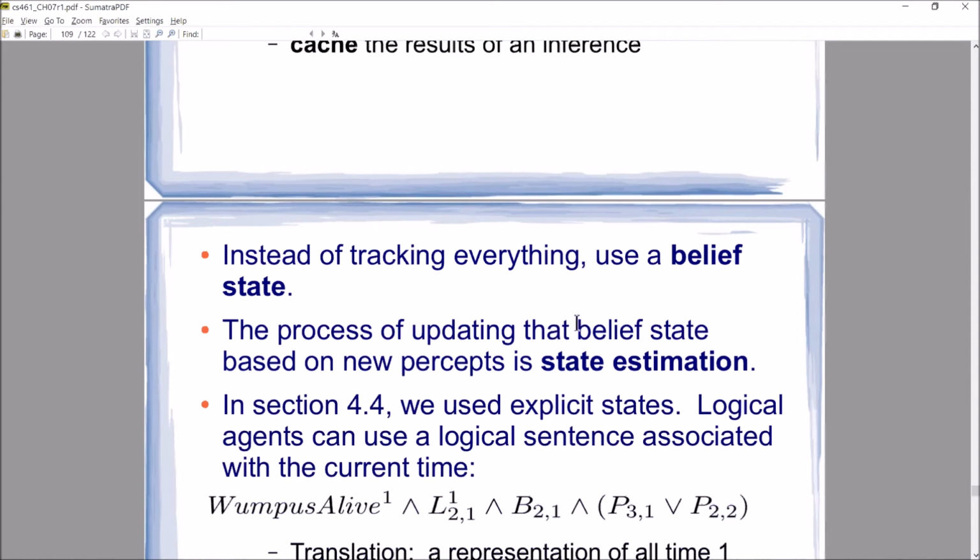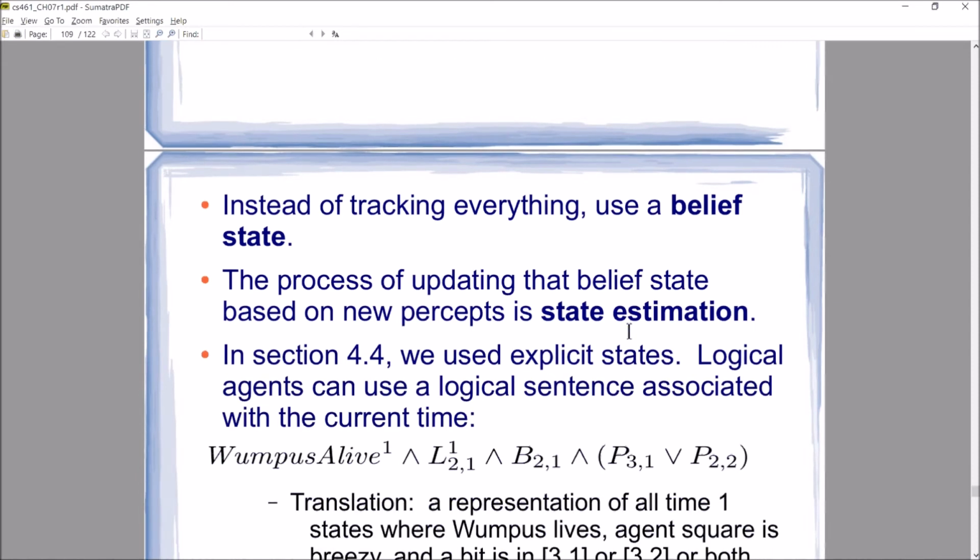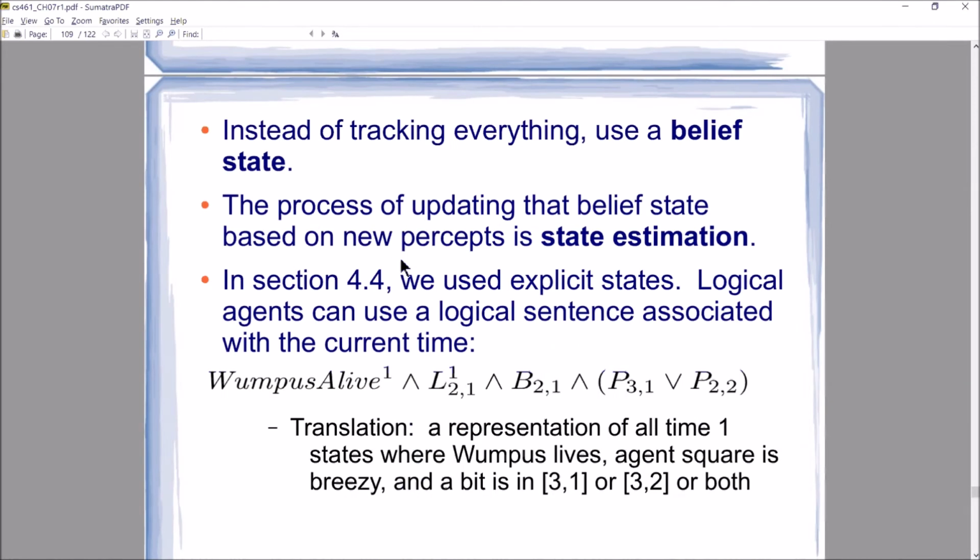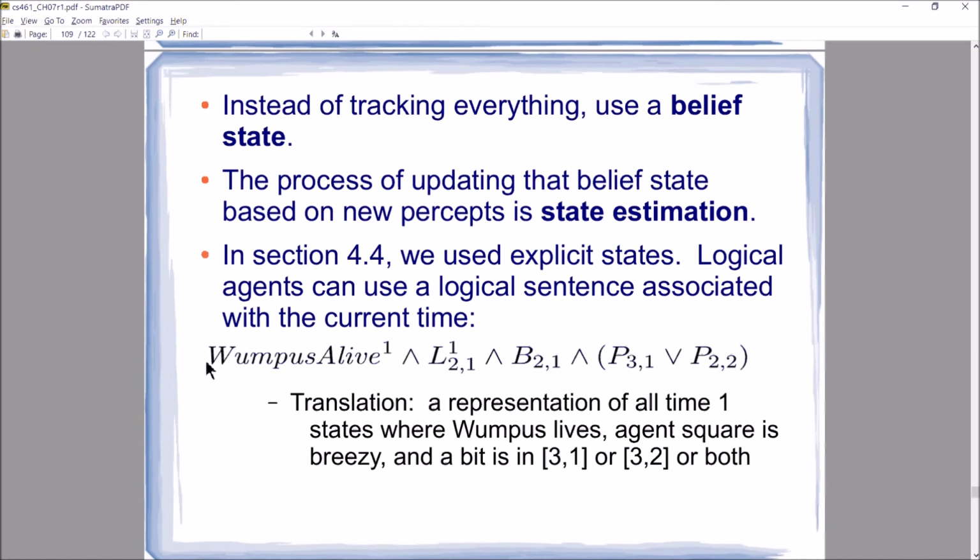Okay, so as I said just a second ago, the logical agents can use a logical sentence that's associated with the current time slice, the current turn, the current second, however you want to differentiate time. Okay, so this is what it could look like, right?